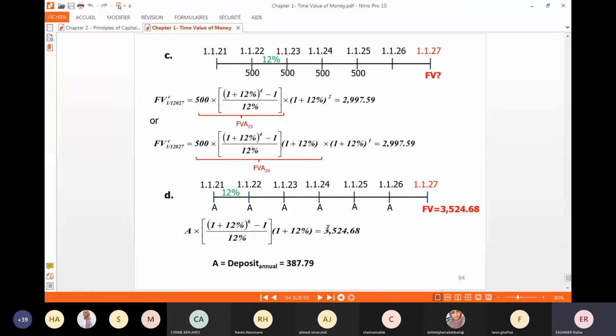The number of deposits here is 6 and the interest rate must be 12% because the deposits are annual. We need an annual rate compounded annually, which is the 12% I gave as information from the beginning. So A will be 3,524.68 over this future value interest factor. You'll find 387.17. Is it clear? Yes, sir.